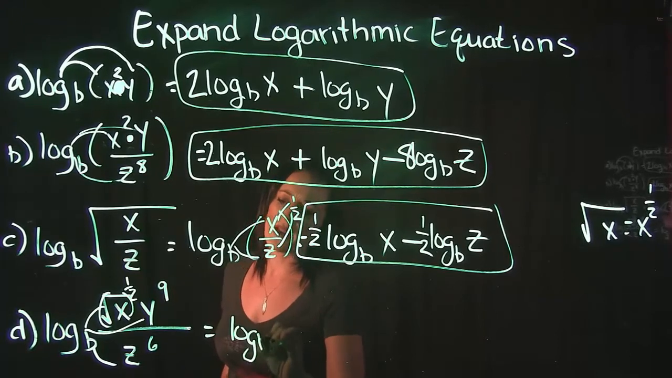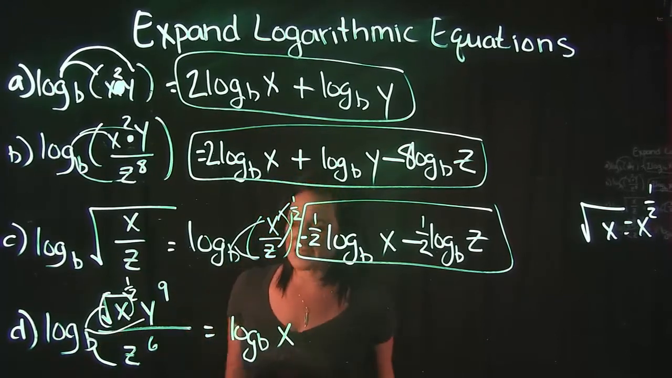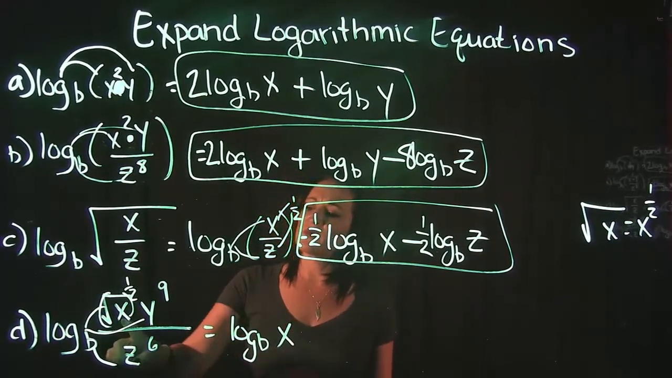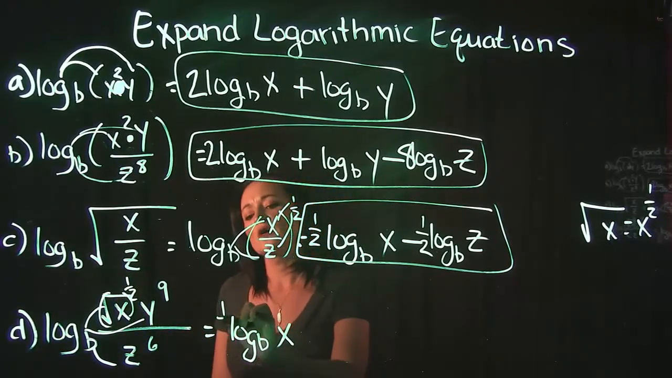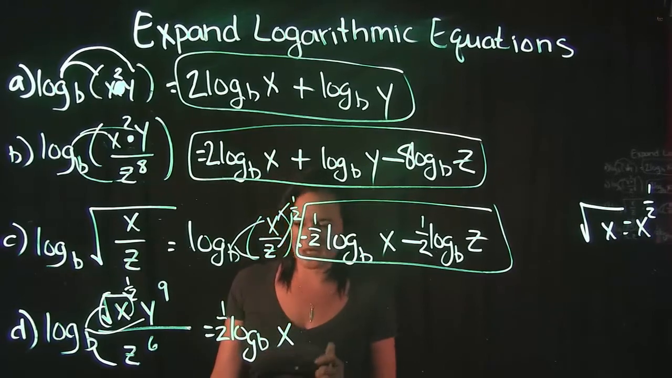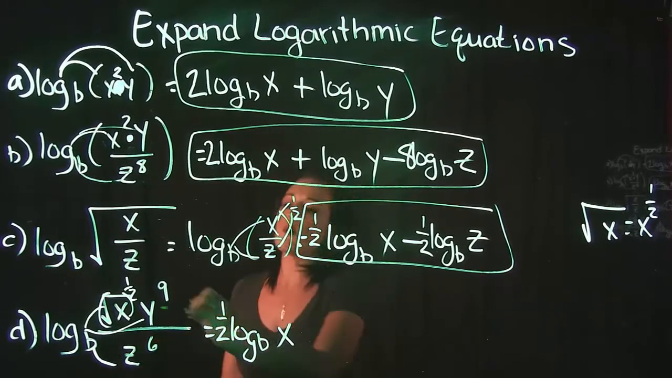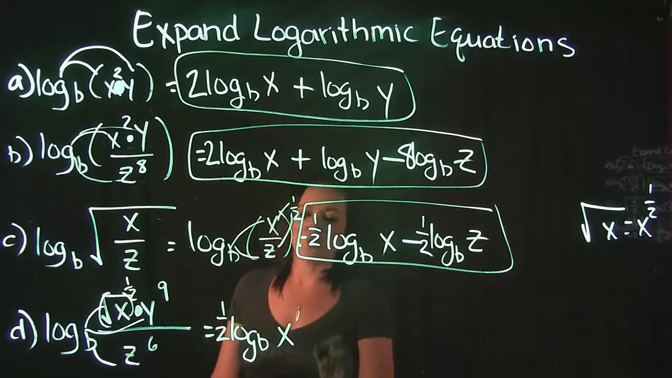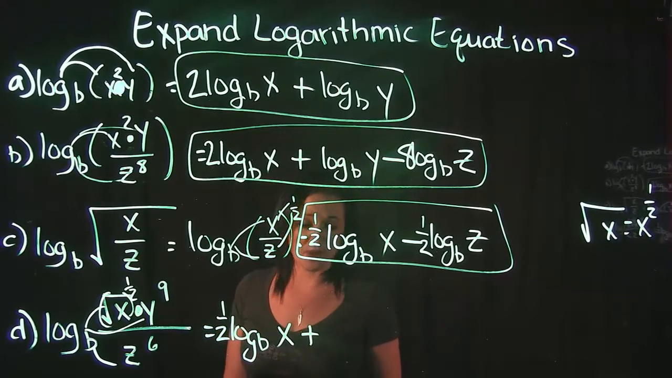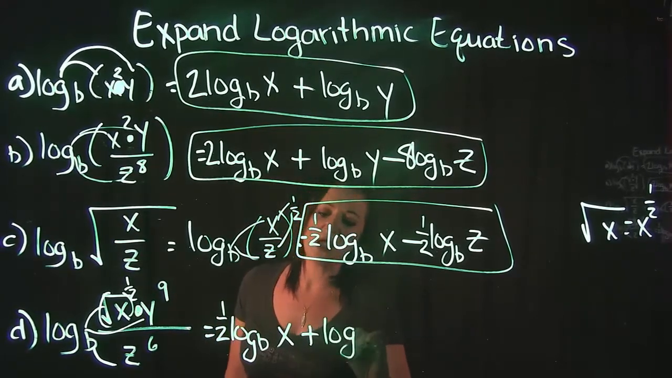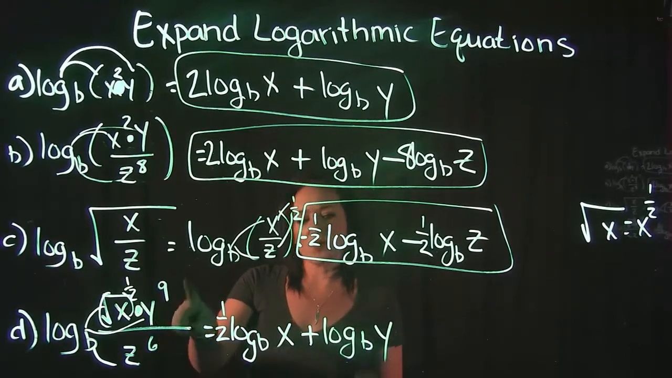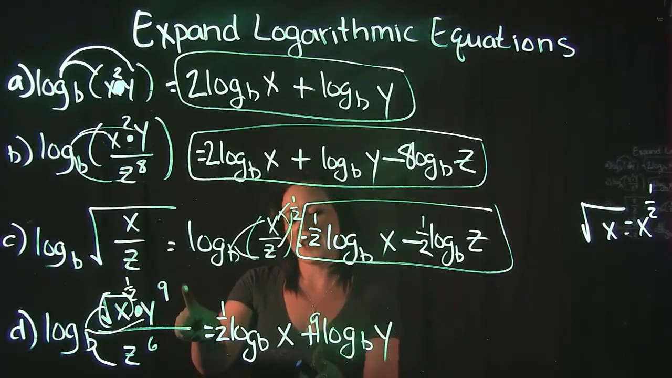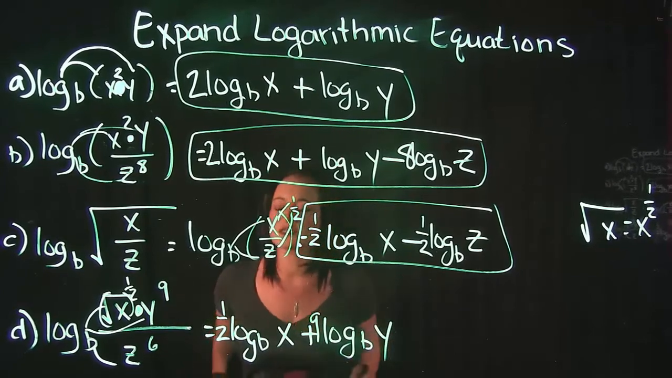Starting with log base b of the x that we have there. Remember that square root is really saying a 1/2 power. So we can bring that down to the front as a coefficient. That's being multiplied times the y. So remember, multiplication is a plus. So plus log base b of the y. That y is being raised to the 9th power, so I want that 9 here in the coefficient in front.